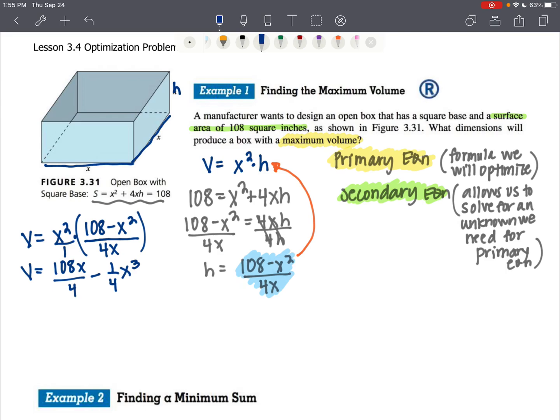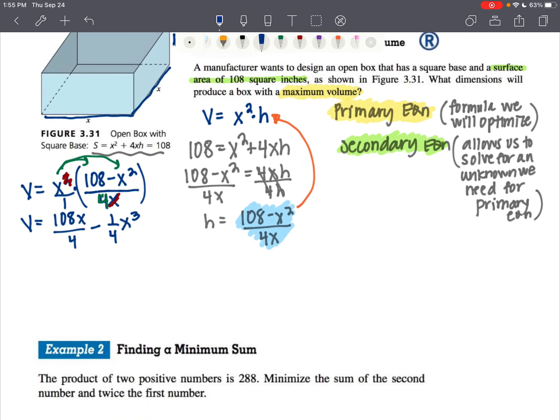x cubed. So this x cancels out with one of these x's, and then I can just distribute across, and that 4 goes with both terms. You can do that work off to the side if you want. If you need help with that, we could always make another video. So I've got 27x minus 1/4 x cubed.